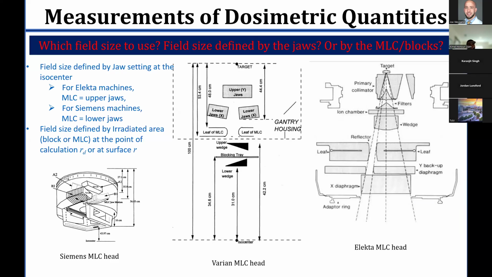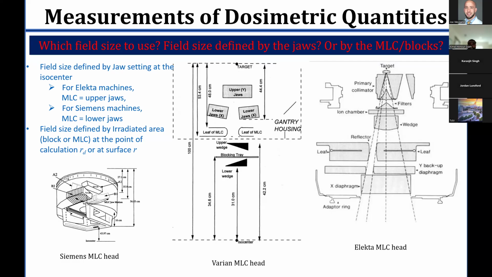And so the question is, when we're measuring the total scatter factor, SP, or the phantom scatter or the collimator scatter, which field size do we use? Because depending on the treatment machines, the field size can either be defined by jaws or by MLCs or blocks. And so in order to answer this question, we need to essentially look at the different treatment machines available out there. And I'm going to speak predominantly for the main ones.